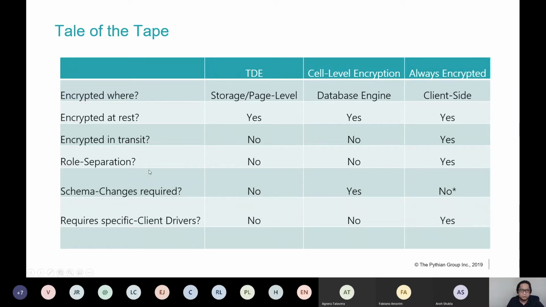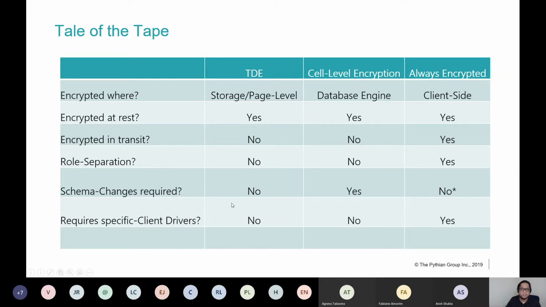Role separation. For TDE and cell level encryption, there's no real role separation. Your database administrator will always have the ability and the permission to decrypt your data. For Always Encrypted, there is a role separation because your master key is not stored on your database. So if you don't want your database admin to decrypt your data, if you don't want him to have access to your plain text data, don't give him the permission to access your master key.